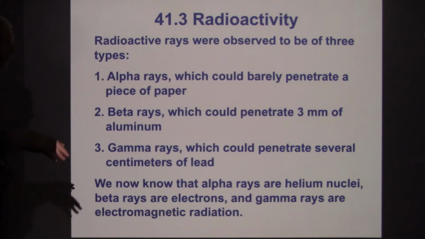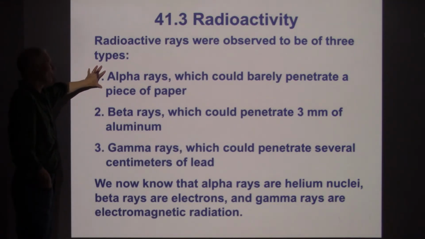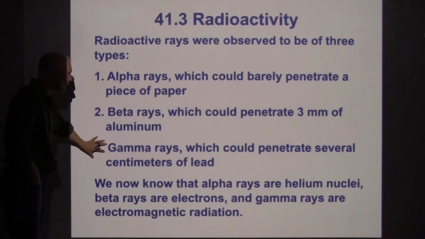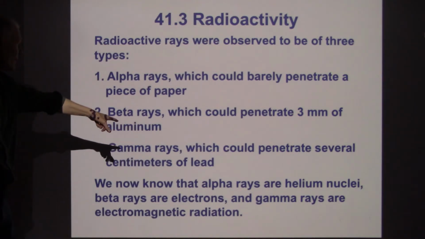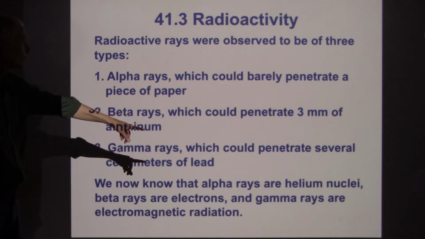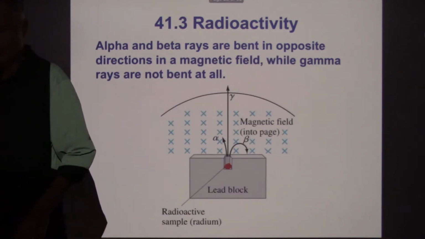They started looking at all different sorts of materials to see which were producing these high energy particles, and they divided them up. One group was producing what were called alpha particles or alpha rays, one was producing beta, one was producing gamma, and now we know what they are. The alpha particles are helium nuclei, the beta particles are electrons, the gamma particles are high energy photons. Let's take a look and see.